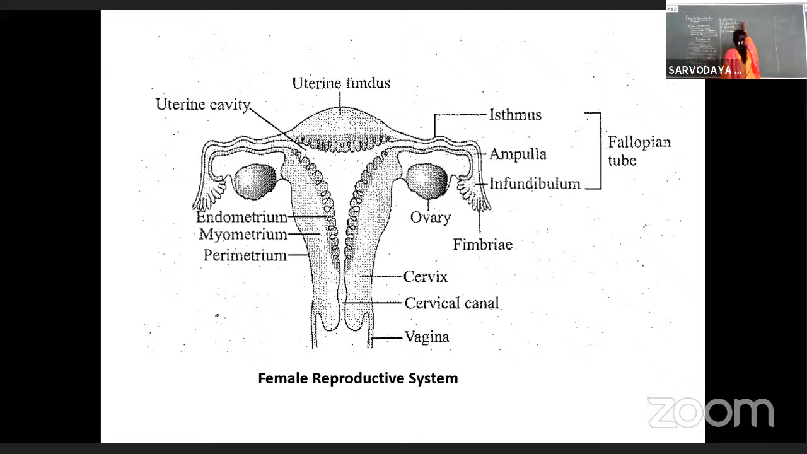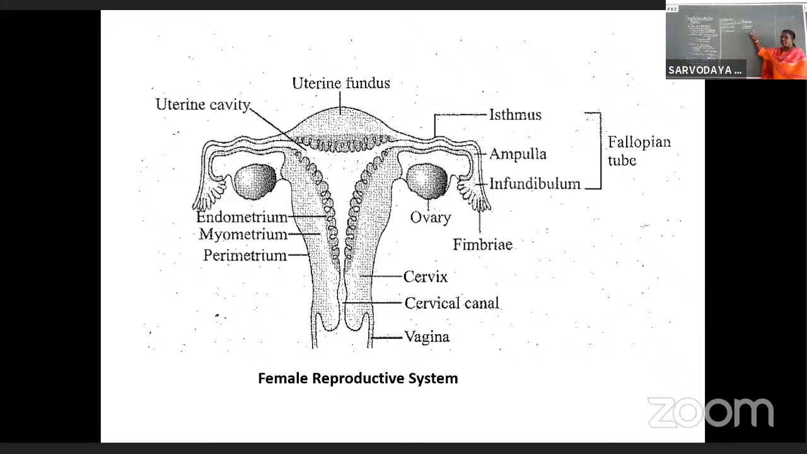Infundibulum is going to end in a finger-like projection. We call it fimbriae. The finger-like projection at the end of the infundibulum is referred to as fimbriae. Now this fimbriae is present very close to the ovary. Please remember, it's not attached to the ovary. It just covers the ovary.